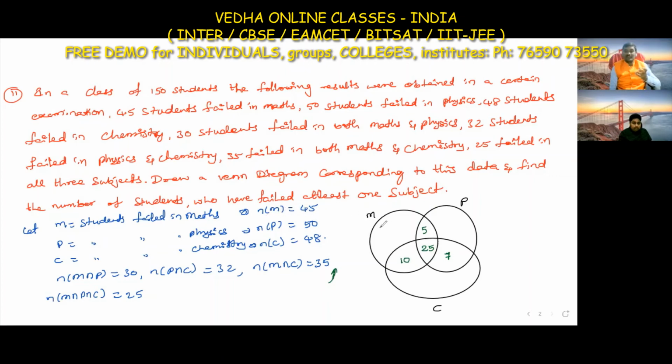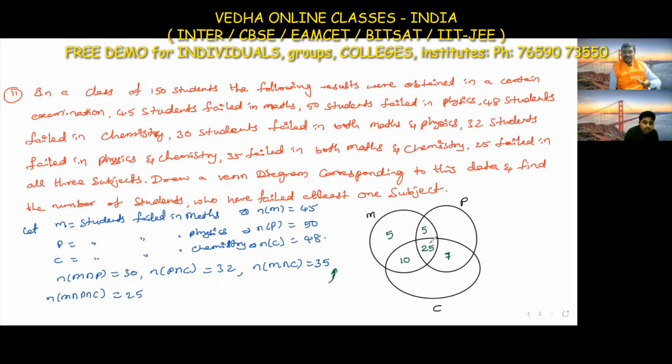Overall maths is 45. Out of 45, already 25, 5, 30 plus 10, 40 already came. So remaining only 5. We have 5 students completely failed in only math. Next, here n of p is 50.